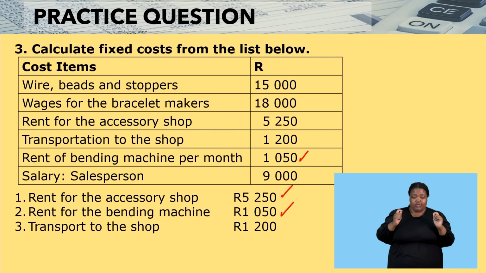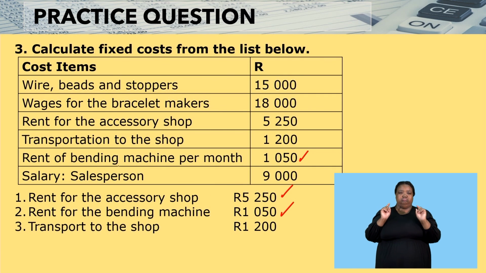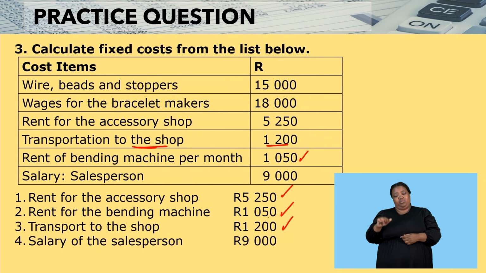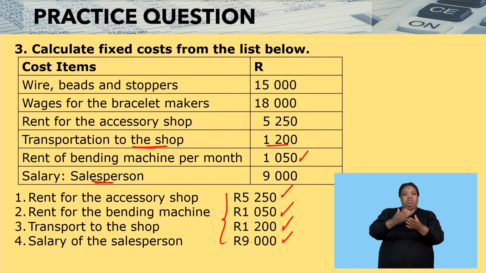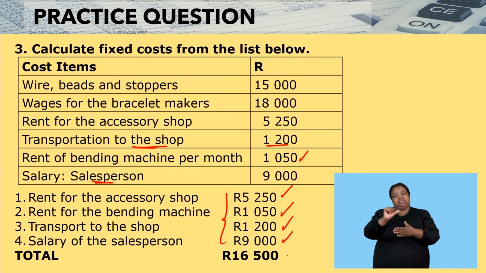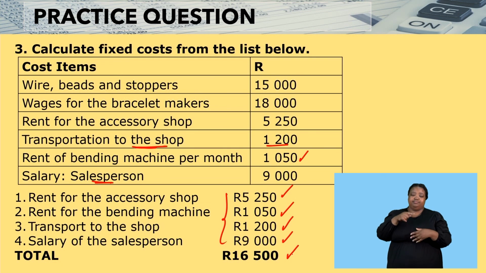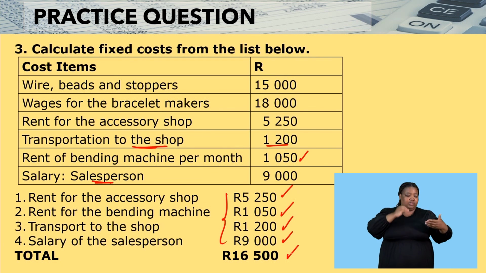Number 3 is the transport to the shop. There it is, 1,200. I come and I edit here. Number 4, the salary of the salesperson, 9,000. I also have it there. So once I have these, I can total them off. The total becomes 16,500. That becomes the fixed cost from the information that we are given.